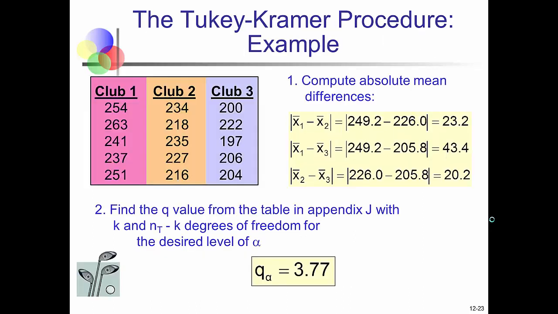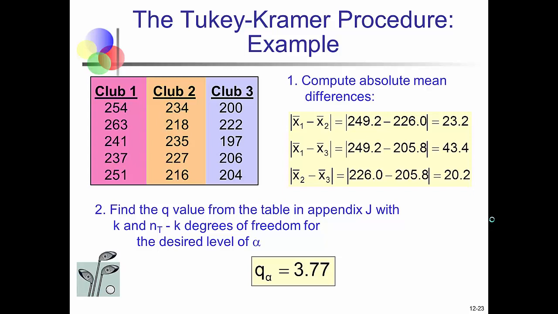So we'll begin by calculating the absolute mean differences for our golf clubs. So club 1 minus club 2. Club 1 was 249.2 minus 226. That difference in absolute value is 23.2 yards. Club 1 minus club 3, we see the difference being 43.4 yards. Club 2 compared to club 3, we see that difference being 20.2 yards.